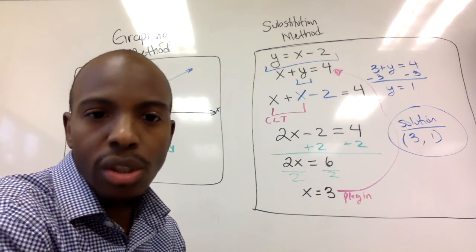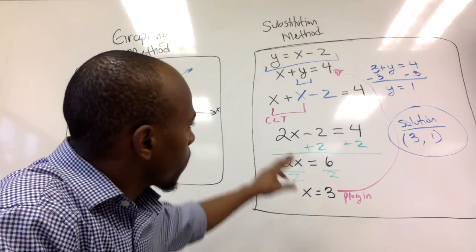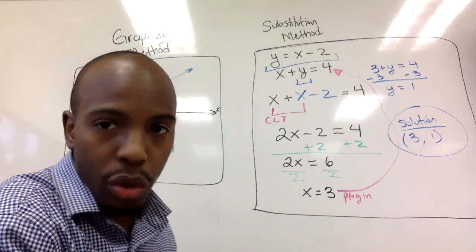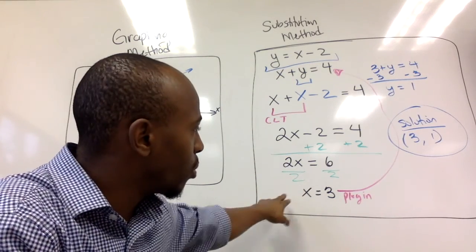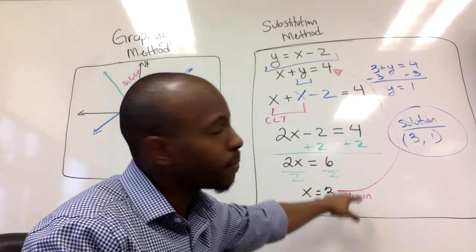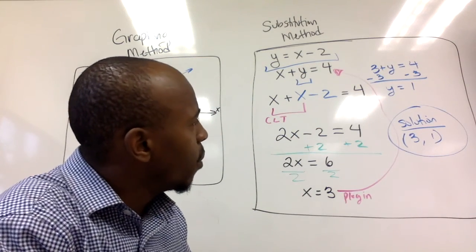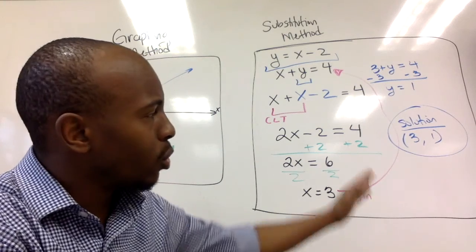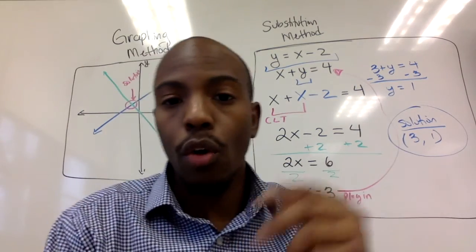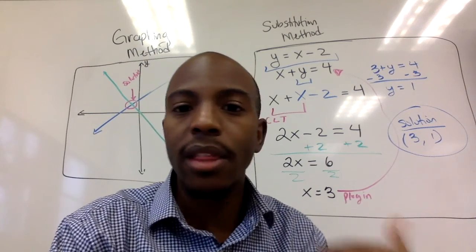Now we do something called CLT: we combine like terms. We get 2x minus 2 equals 4, and now we solve. In the green is solving for x. We get x equals 3. But now we have to go back in and plug in to find what y is. When we plug it back in, we get y equals 1, and our solution to that one is (3, 1).